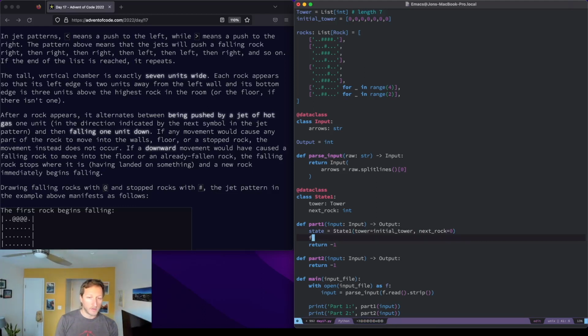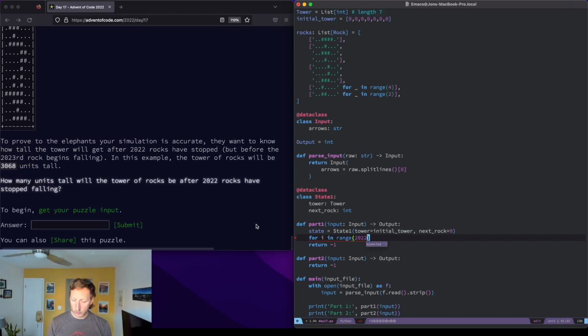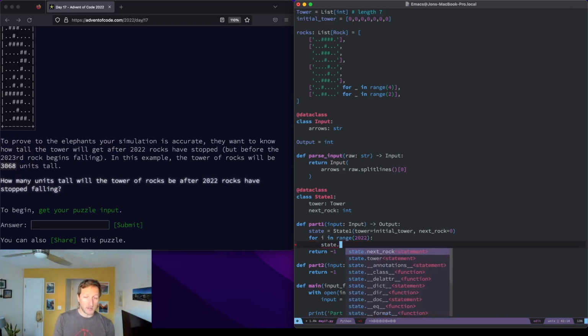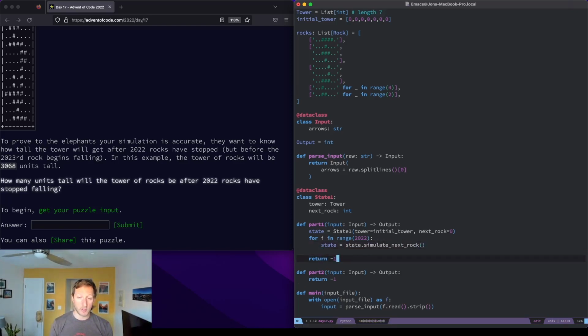And then for I in range 2022, we're just going to run state dot simulate next rock. It's going to return a new state, and then we're going to return max of state.tower. So that's it. So now we just have to write a simulate rock.